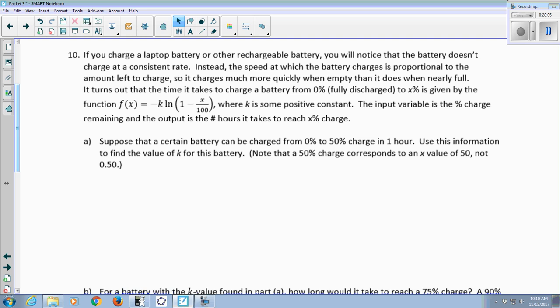It turns out that the time it takes to charge a battery from 0% to x% is given by a log function. F of x is negative k times the ln of 1 minus x over 100. K is some positive constant that can be different based on your particular battery, like whether it's your phone or your laptop. The K will vary. And the input variable is the percent charge remaining. The output is the number of hours it takes to reach x charge.